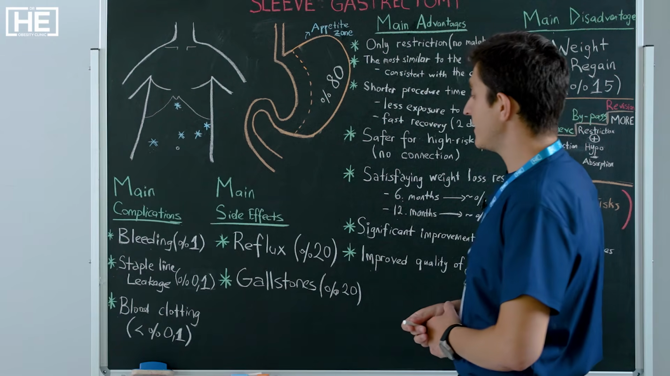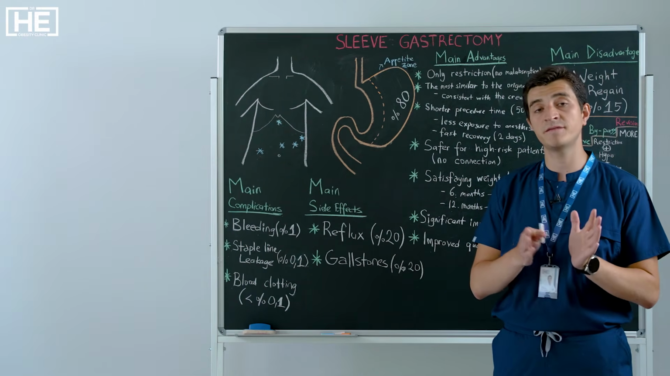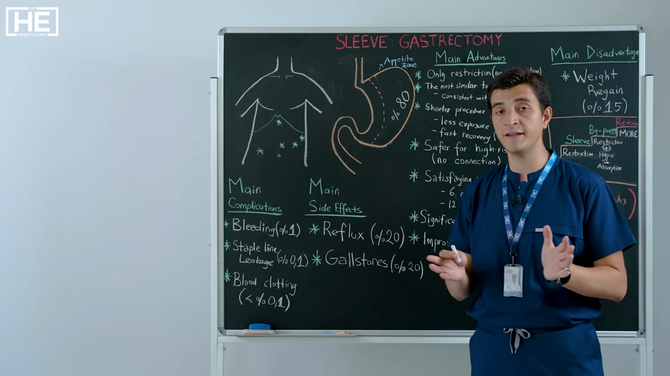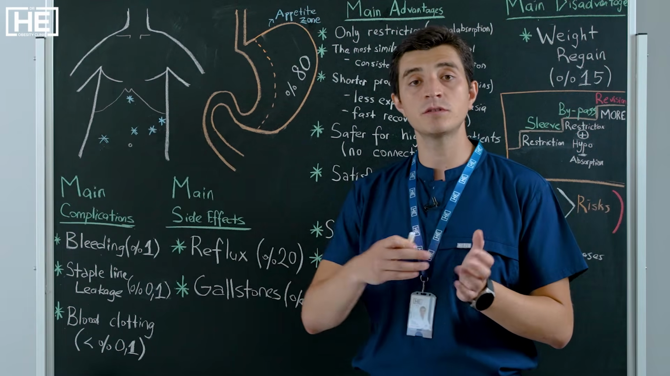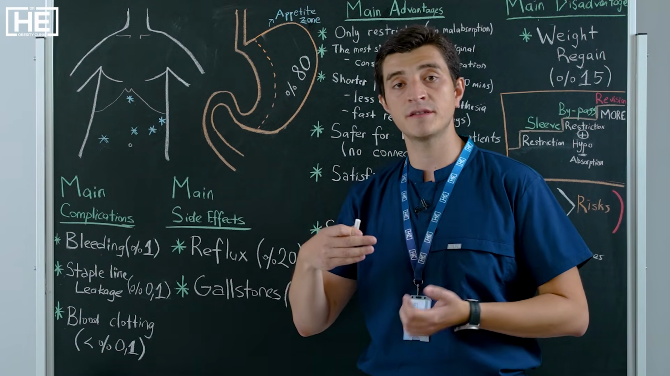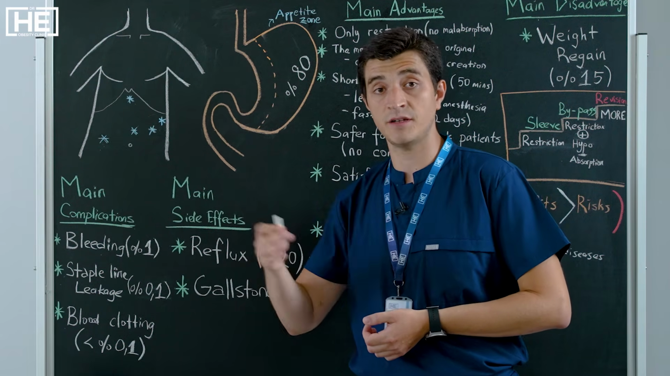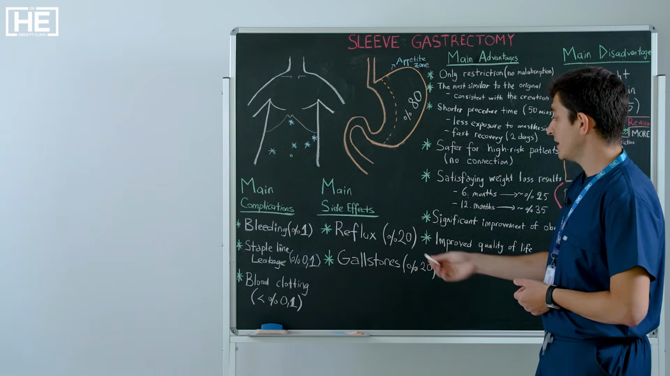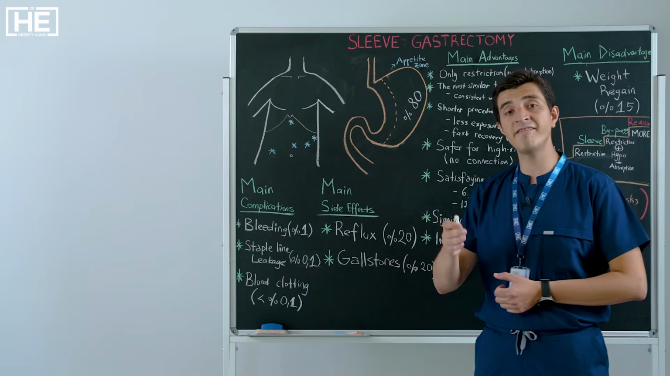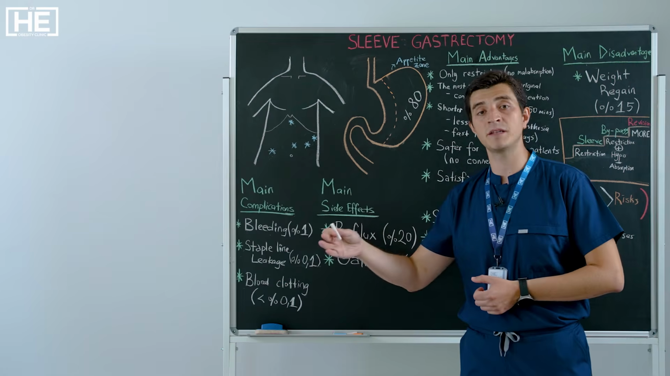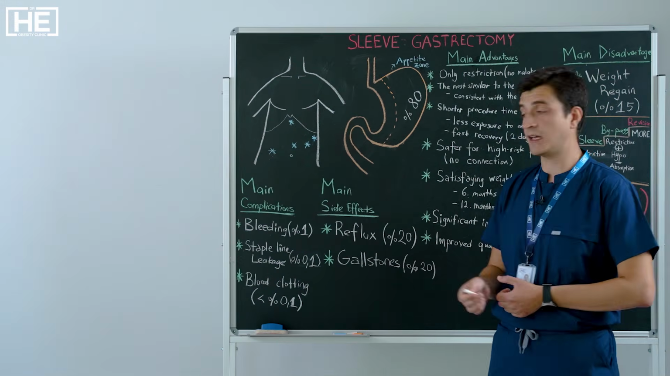When we come to the main side effects, reflux. Obviously, this is a very specific complication for gastric sleeve. Actually, it's a natural process because we are going to reduce the stomach volume, and gastric acid can come up and rise to your mouth easily just after the surgery. And it can be seen in 20% of the patients. The new onset reflux symptoms after gastric sleeve are seen in 20% of the patients.